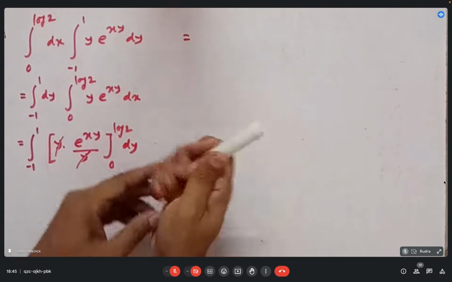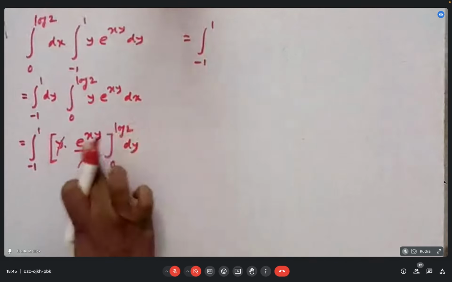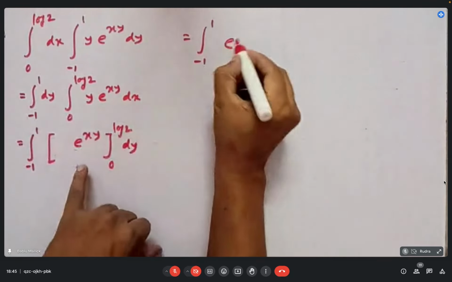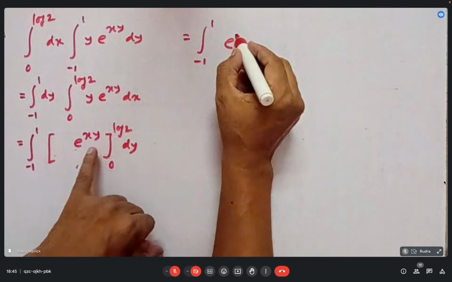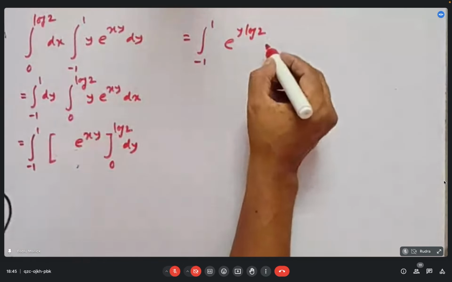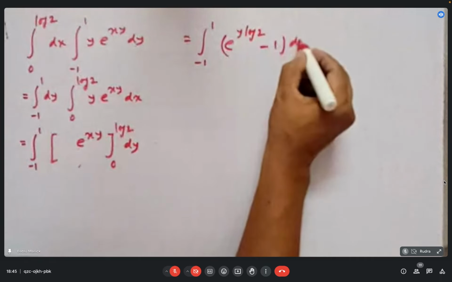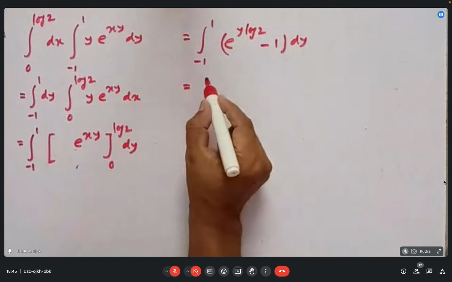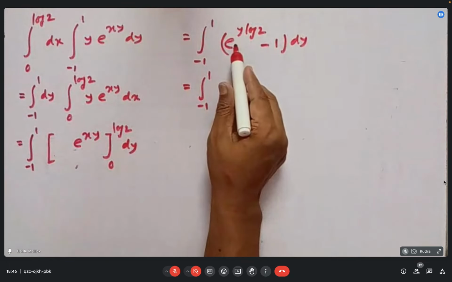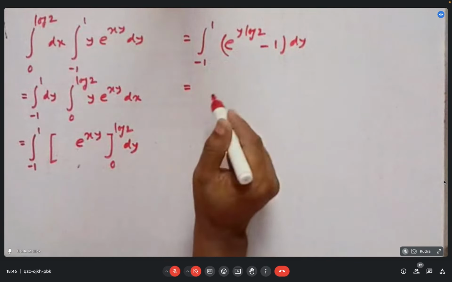So this is equal to integration from minus 1 to 1. Put this limit. So we are getting e to the power, we shall put in place of x, y into log of 2 minus e to the power 0, that is 1, this into dy. So this is equal to integration minus 1 to 1. We can integrate directly, no problem.